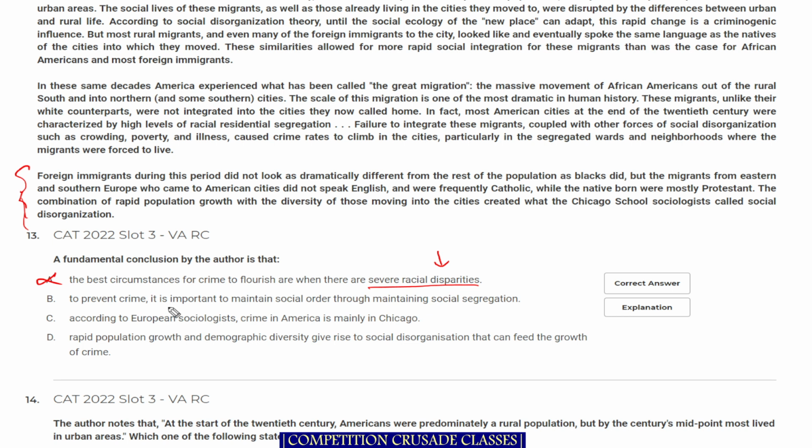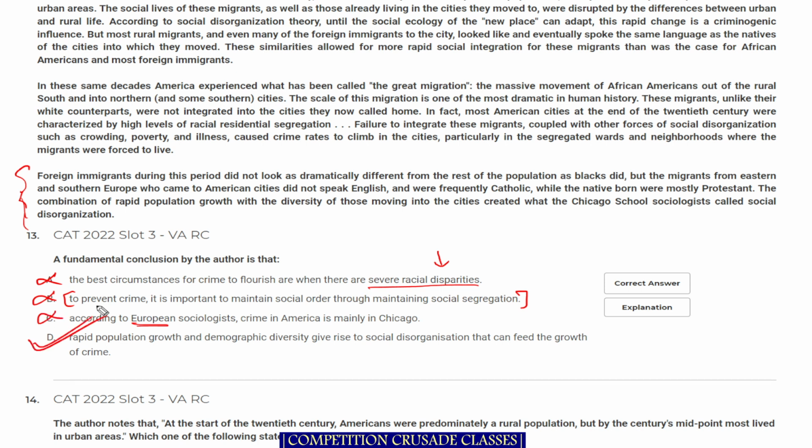To prevent crime, it is important to maintain social order through maintaining social segregation. This is exactly opposite to what has been given in the passage, so it goes out. According to European sociologists, are we talking about European sociologists or the sociologists of the Chicago school? So this is again a very interesting one. So D has to be my answer.